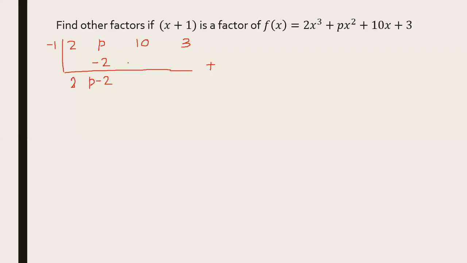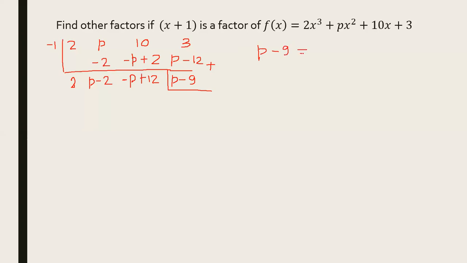Negative 1 times p, negative p. Negative 1 times negative 2 plus 2. Negative p plus 12. Negative 1 times negative p equals p. Negative 1 times 12, negative 12. And the remainder, p minus 9.